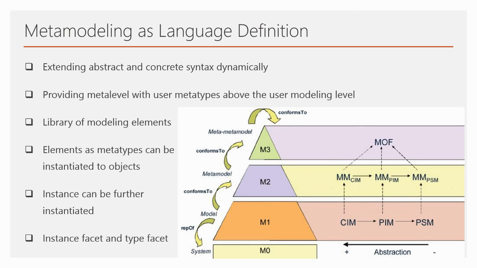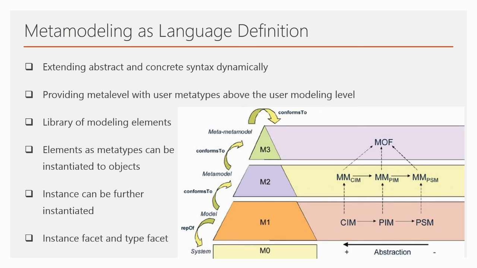First, users need to be able to extend both the abstract syntax and concrete syntax dynamically. The provision of this feature is best dealt with by providing a meta-level above the user modeling level, which is not a classical language definition level, but a domain meta-level containing user metatypes. This level defines the library of modeling elements available to modelers. These concepts all share the property that their instances can be instantiated, that is, they are metatypes, and that they are typically specific to a certain modeling domain.